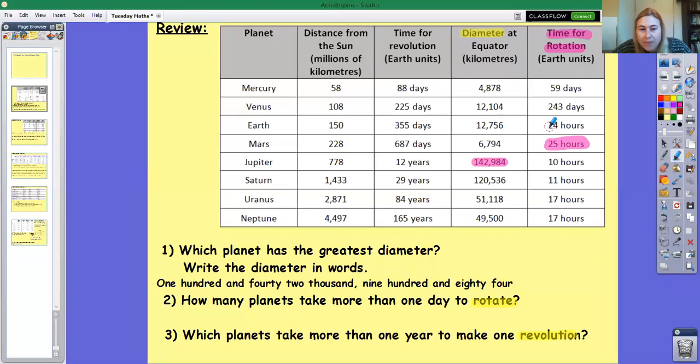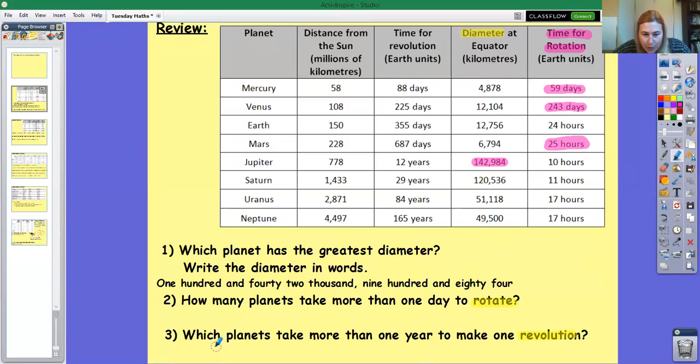And we've also got Earth. Now that does take 24 hours to rotate. We know that, don't we, from our science. But the question says more than 1 day. So I'm going to leave Earth out. Oh, and then look, this one is definitely more than 24 hours because it says 243 days. And this one also says days. So how many planets take more than 1 day to rotate? The answer should be 3.